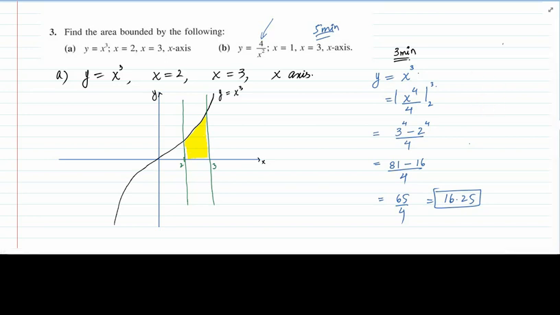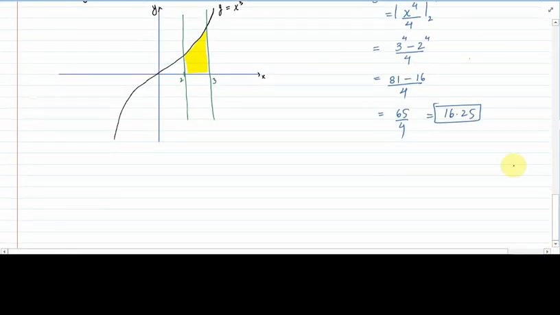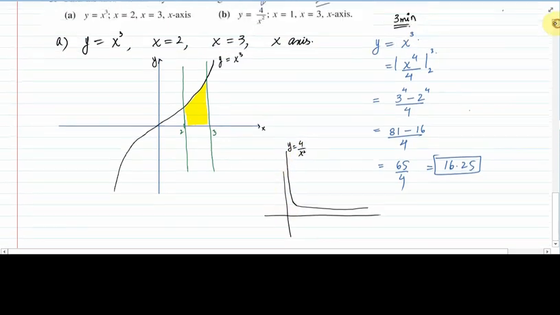Alright, so firstly, if I sketch the rough graph here, y equals 4 over x squared, the curve will be like this. That is the curve of 4 upon x squared. Alright, it will be on the negative side as well, but I am not focusing on the negative side because the x values are positive.